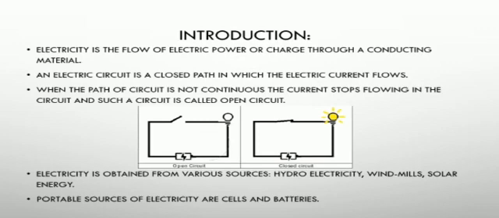When the path of a circuit is not continuous, the current stops flowing in the circuit and such a circuit is called an open circuit. Electricity is obtained from various sources: hydroelectricity, windmills, solar energy, etc. Portable sources of electricity are cells and batteries.